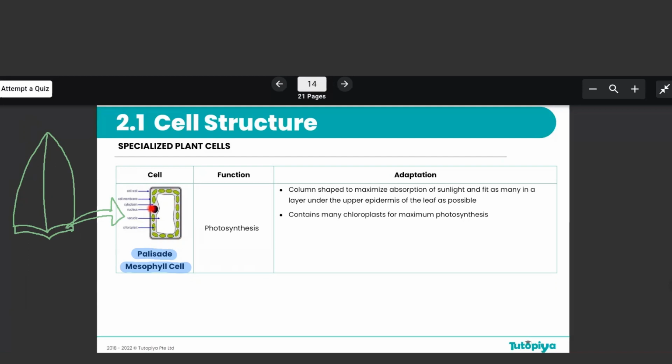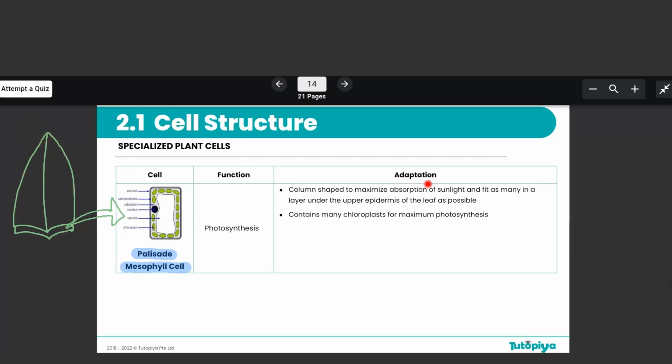The first thing you notice when you look at this cell is the fact that this cell has many chloroplasts packed inside the cell. So it has a lot of chloroplasts inside the cell, and we all know that the chloroplasts' function is to carry out photosynthesis. So basically, this palisade mesophyll cell has adapted, and it has got so many chloroplasts present in it because its primary function is to carry out photosynthesis. So these cells which are found in the plant leaf help the leaf to carry out photosynthesis.